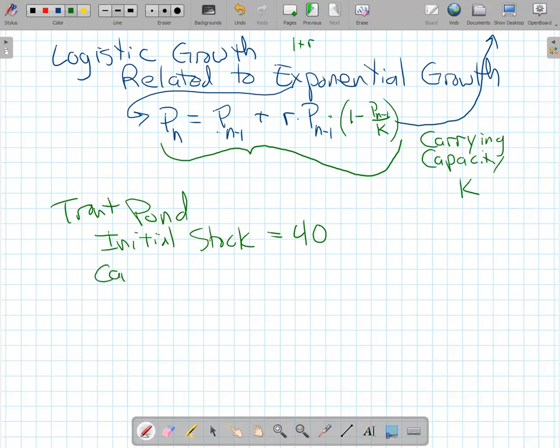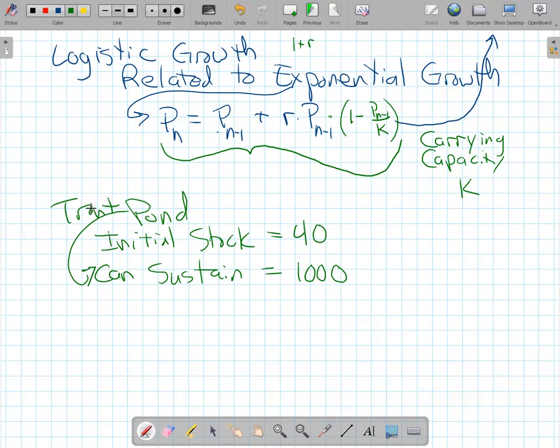So the pond can sustain up to 1,000 of these trout. After that, it's too many, and then disease is going to be a problem, and food for the trout's going to be a problem. It's just too many for the pond to handle.